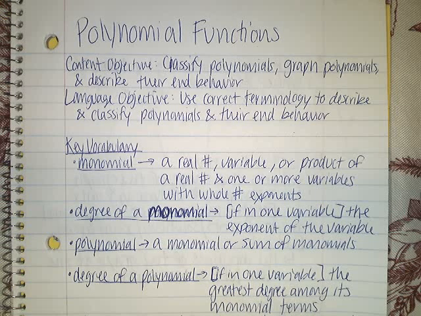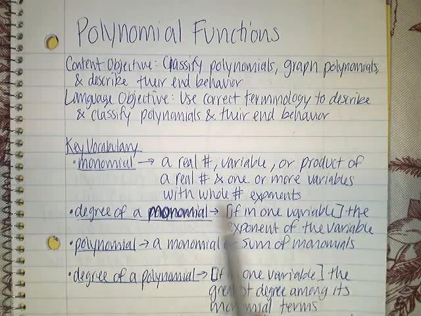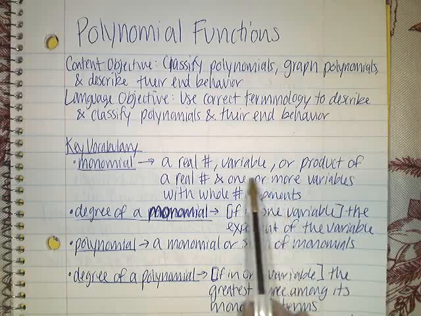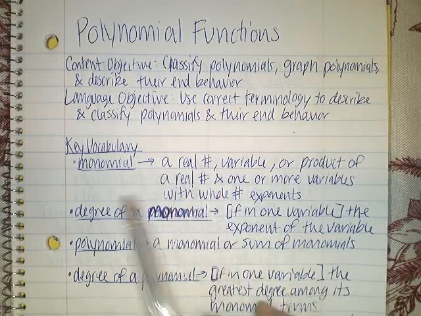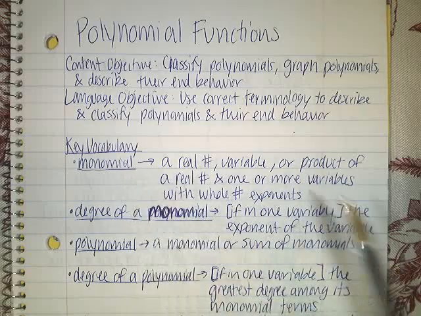So the first term, we probably have used this before, but monomial is a real number, variable, or product of a real number and one or more variables with whole number exponents. So more or less a single term would be a monomial.